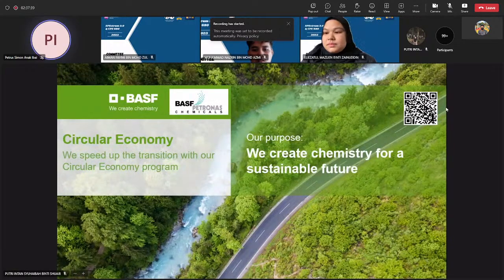All right, so basically our purpose is to create chemistry for a sustainable future. All of the projects and also the approach, you can download from the QR code later. So in this case, we are talking about what we want to achieve. All right, next slide.